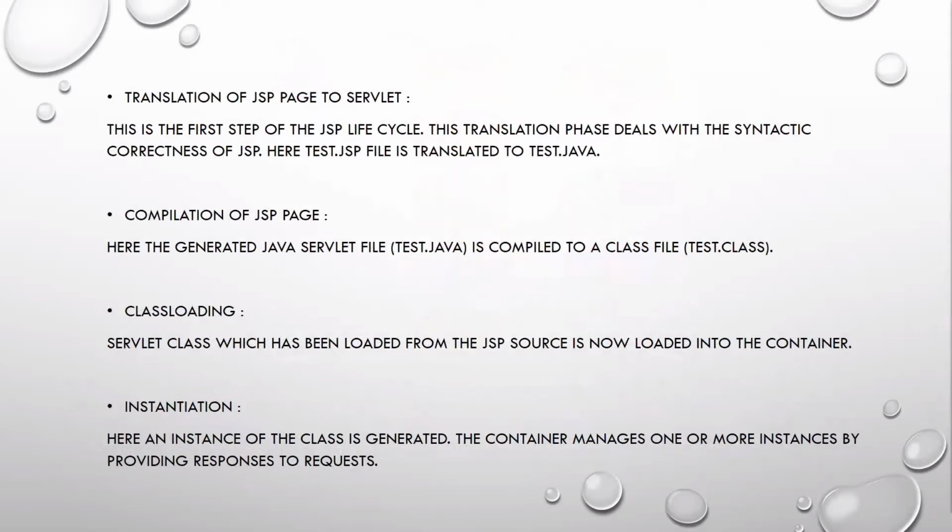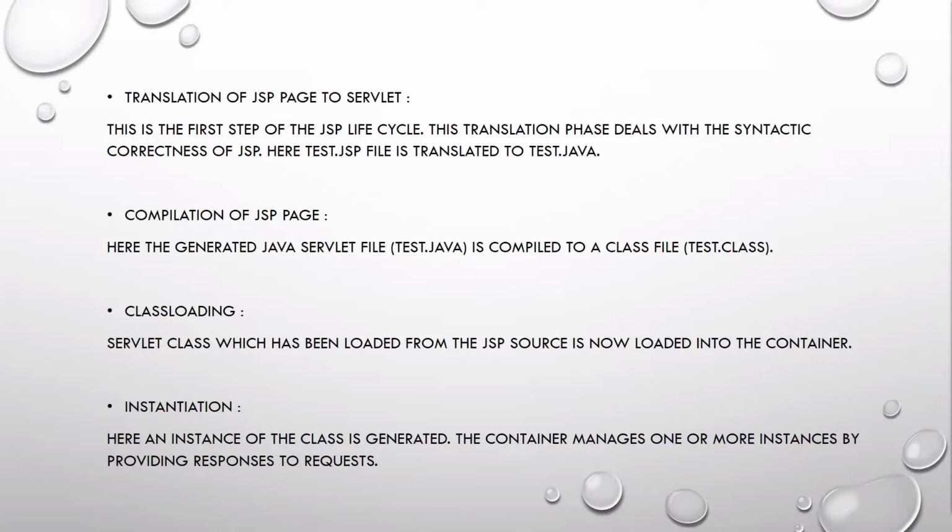Translation of JSP page to servlet. This is the first step of the JSP lifecycle. This translation phase deals with the syntactic corrections of JSP. Here, the test.jsp file is translated to test.java.